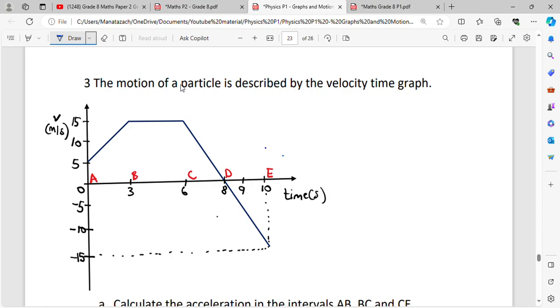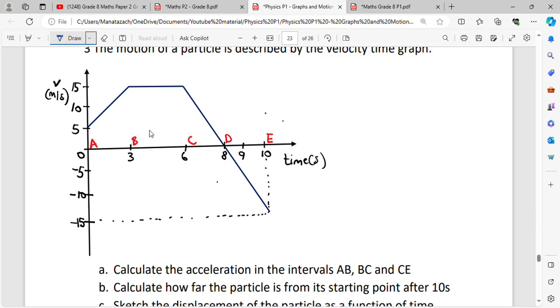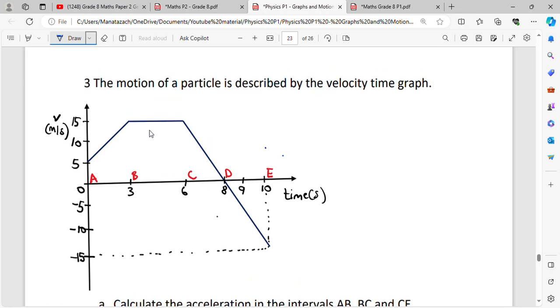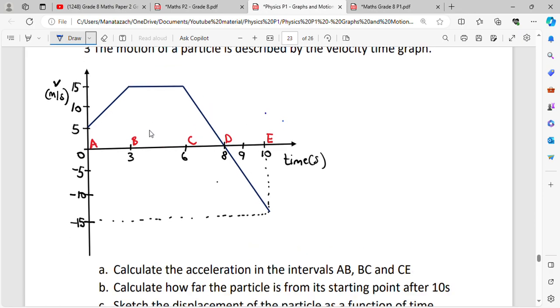The motion of a particle is described by the velocity time graph. The first question is question A. Calculate the acceleration in the time intervals AB, BC, and CE. As we've discussed a number of times before, let's write question A here.